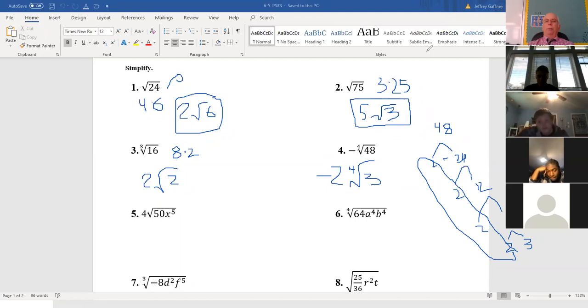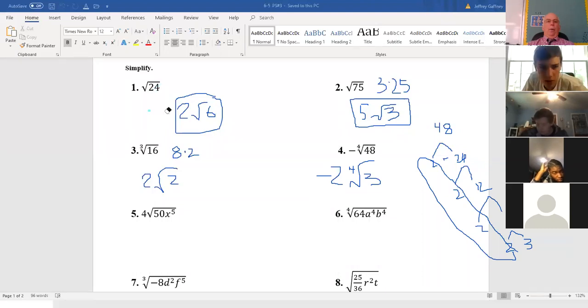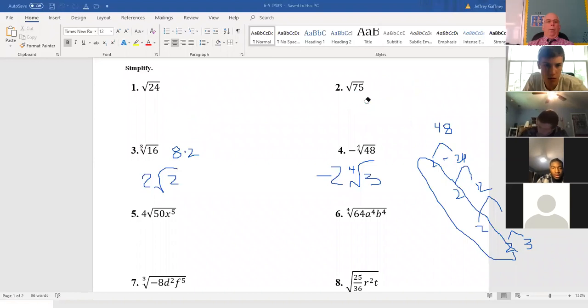Questions on those? Mr. Gaffney, what happens to the number 3? What happens to the 3 in front of the radical? Yep, my error. Just so we didn't confuse it, that it was a square root. That should be right there. Should be right there.